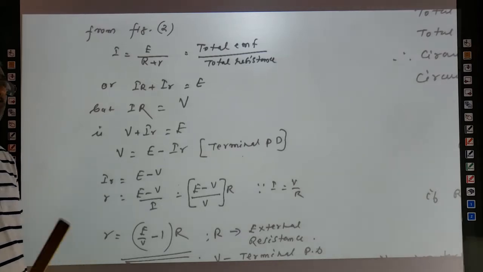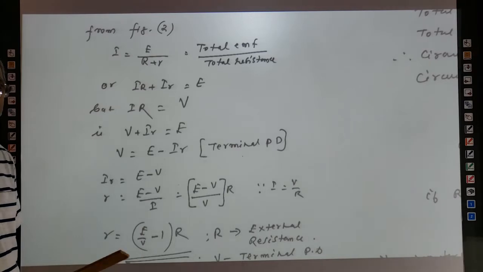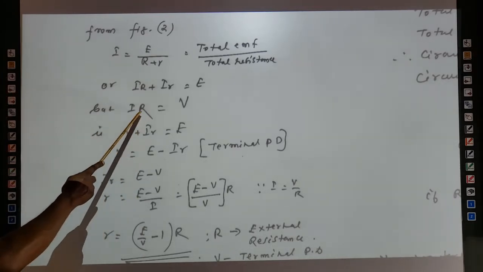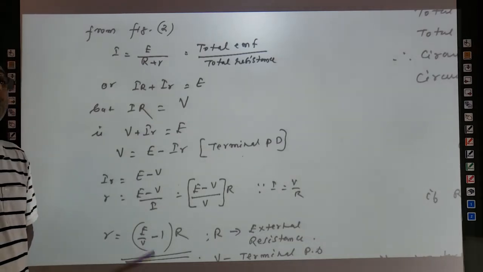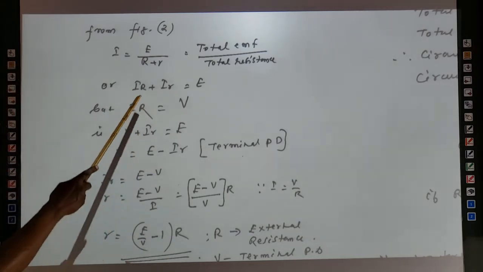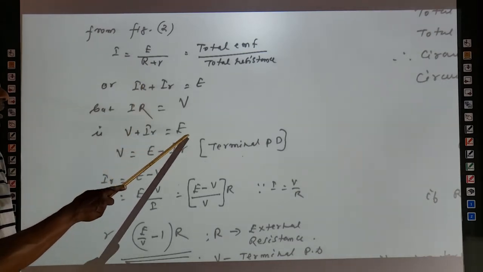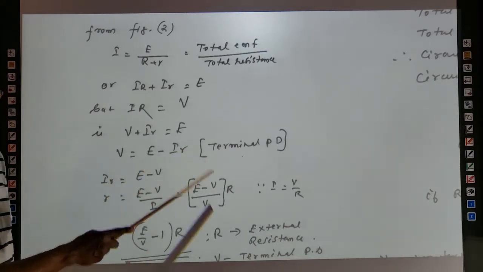I into R means when current flows through a resistance R, the potential difference across the wire is equal to IR. IR is the potential difference, sometimes called the terminal PD of a cell. So in place of IR we can put capital V, so V plus I into small r is equal to E, or V is equal to E minus Ir.